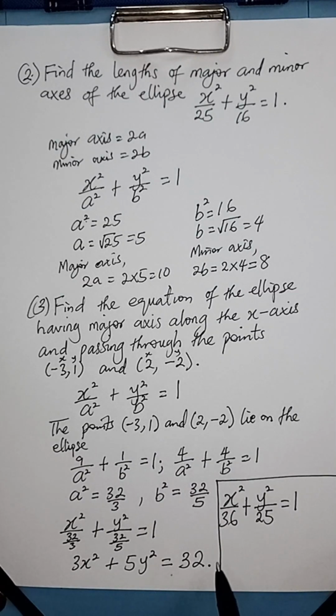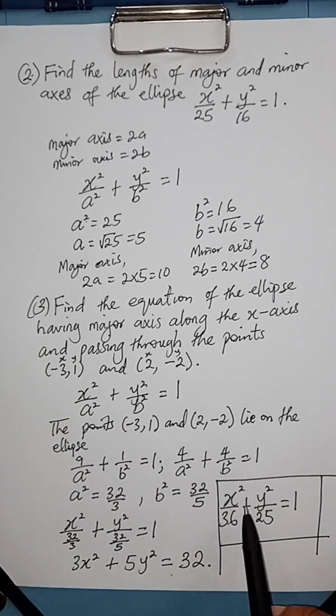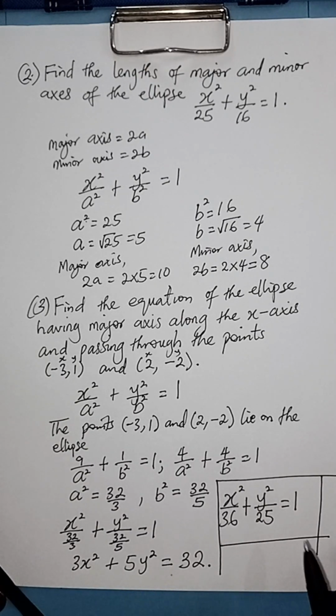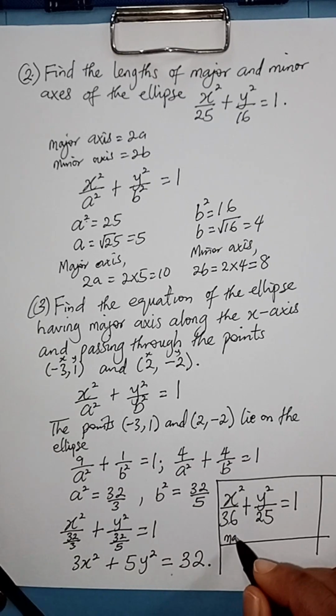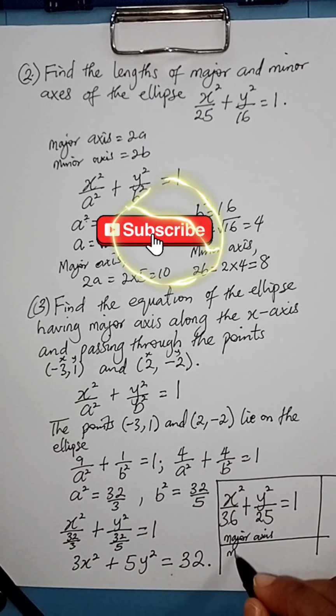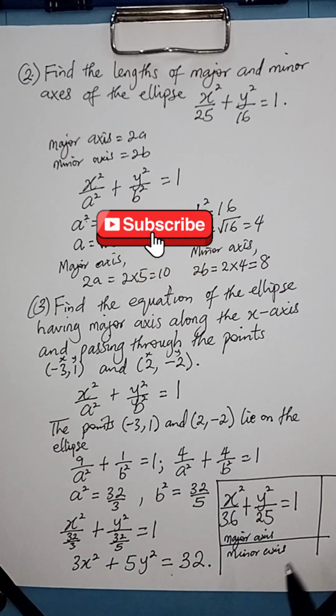So you can try out this equation, which is in this box. Do this for me. X squared divided by 36 plus y squared divided by 25 is equal to 1. And what are you finding or looking for? You're finding the length of the major axis and the minor axis of the ellipse. So this is the given equation.